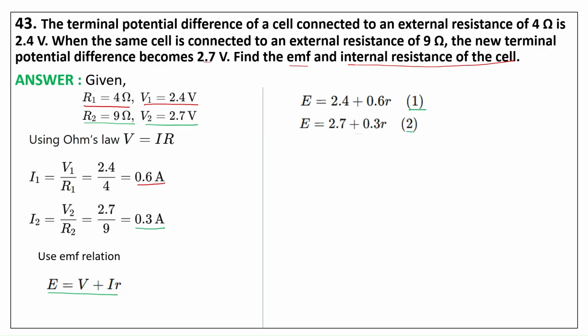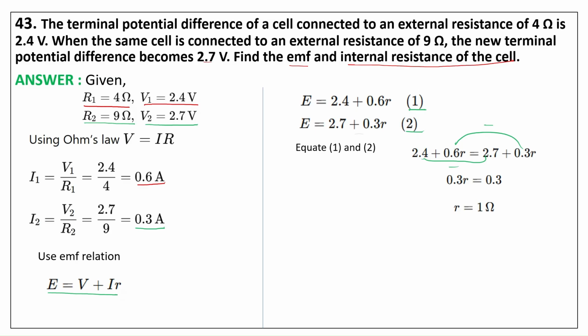Mark as equation 2. Now, equate 1 and 2, we get 2.4 plus 0.6 R is equal to 2.7 plus 0.3 R. Take R at one side. We get 0.6 R minus 0.3 R is equal to 2.7 minus 2.4. So, 0.3 R is equal to 0.3. Therefore, R is equal to 1 ohm.